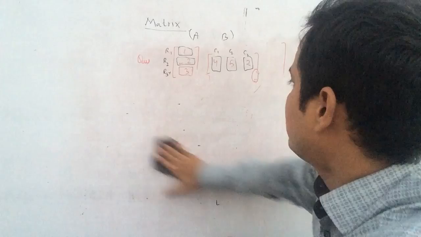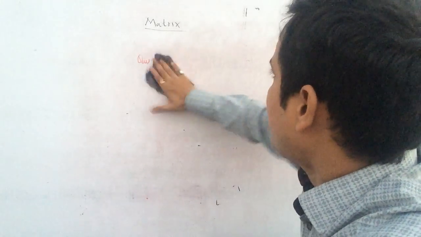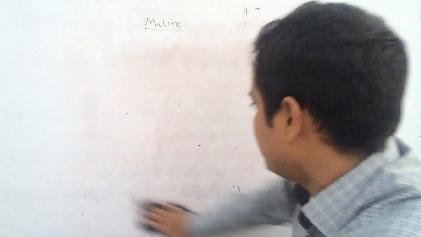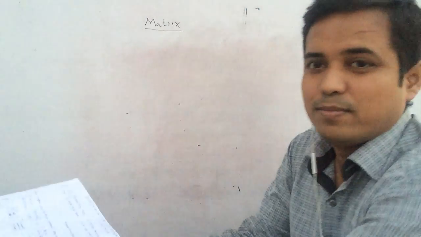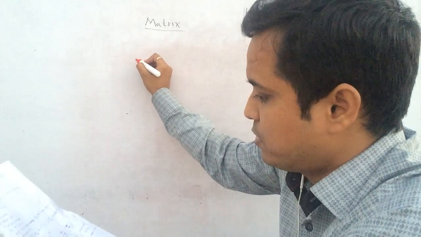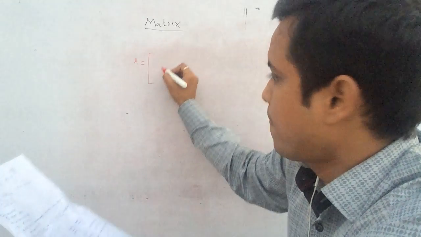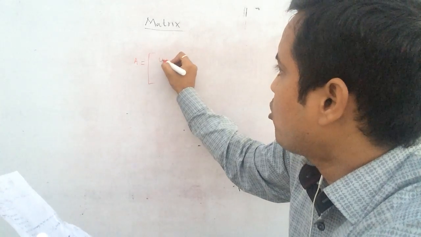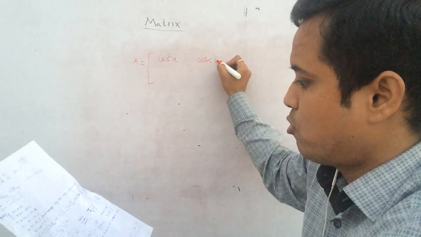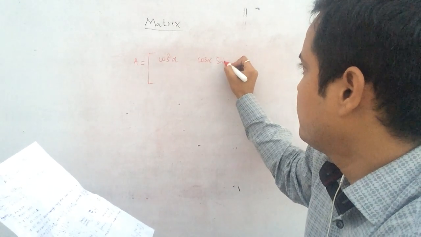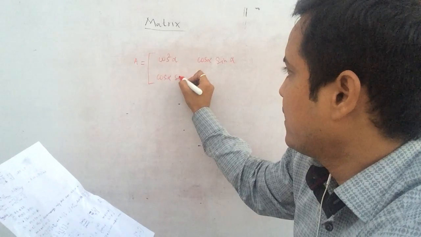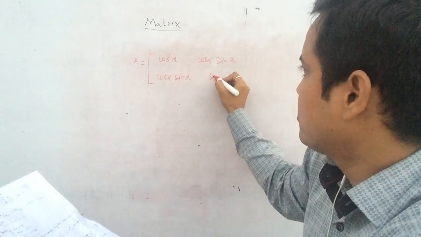So I hope you have understood how to apply this. Practice is very important. If you do not practice, then definitely you will not be able to solve this. So let's move to the last question. The last question is A equal to the matrix with cos square alpha, sin alpha, cos alpha, sin alpha, sin square alpha.